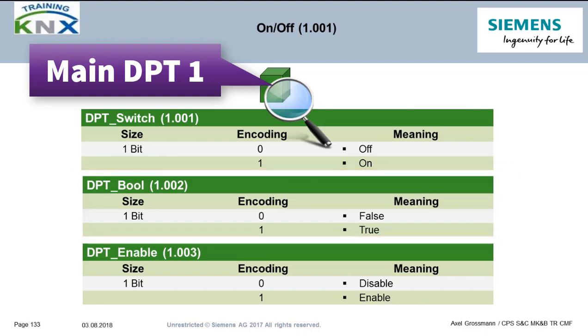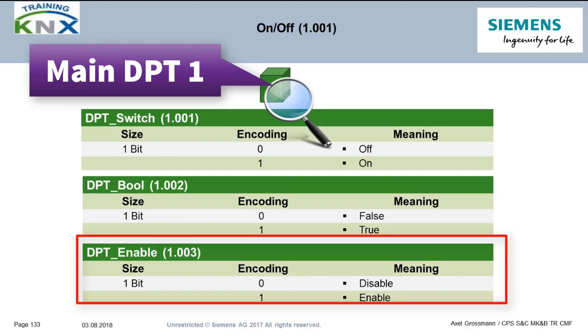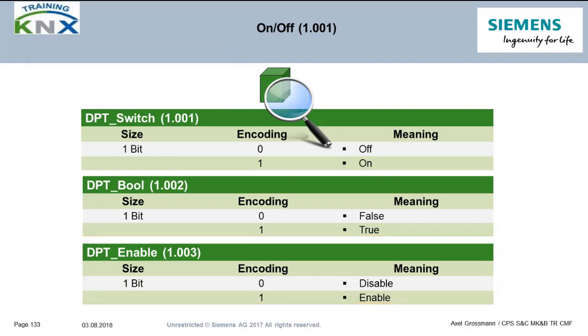Both data point types 1.001 and 1.002 are understandable with common sense. DPT 1.003, however, can be mutually interpreted. It describes disable and enable. Here it is really important to have a fixed rule being mandatory for all manufacturers. 0 means disabled, 1 means enabled.